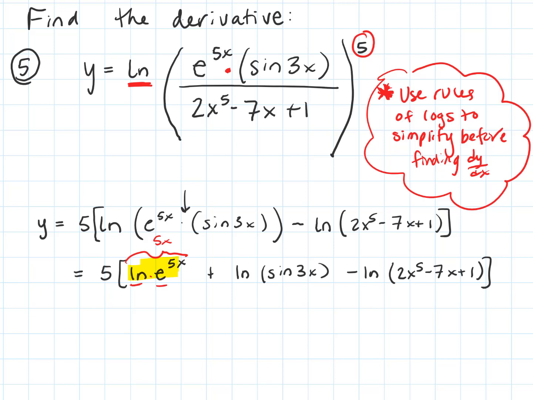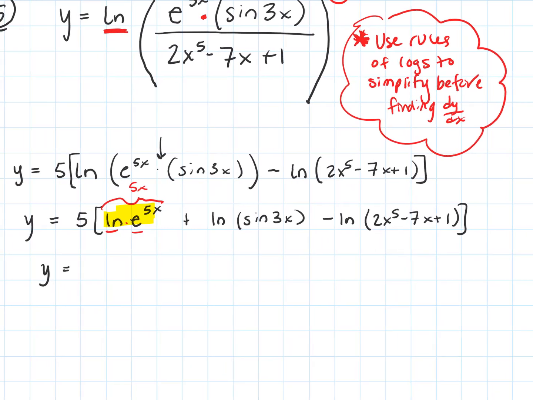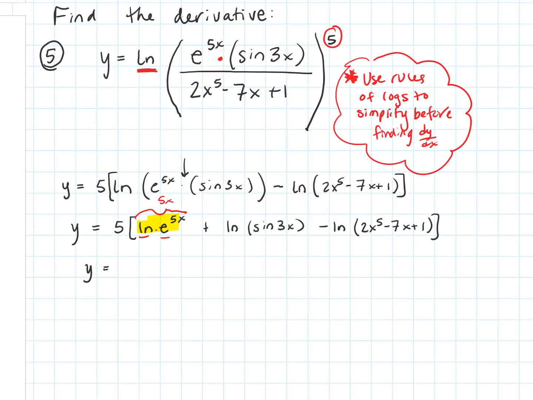Before I take a derivative, by the way, I have not taken a derivative, no prime notation, no dy, dx. I am just simplifying using the rules. So be real careful, remembering when you're simplifying, when you're taking derivatives, and we haven't taken a derivative yet. So this became just 5x, so that's going to be 25x plus 5 times the natural log of the sine of 3x minus 5 times the natural log of 2x to the 5th minus 7x plus 1.